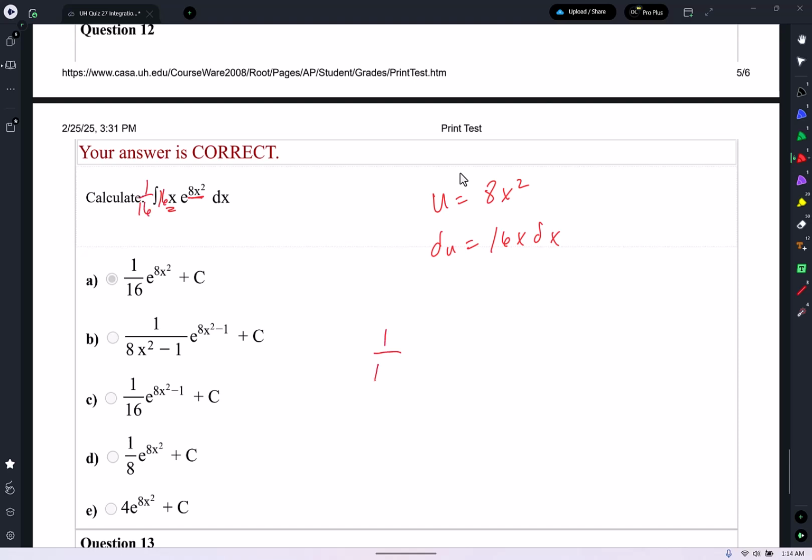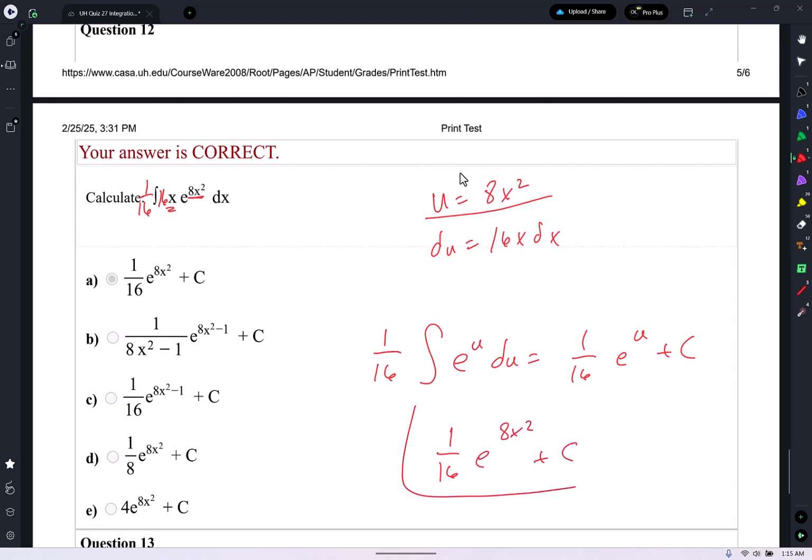So here we go. 1/16 integral, 16x dx is du, but put that at the end, e to the u du. So I get 1/16 e to the u plus c, because the antiderivative of e to the u is itself. And then just plug back what u is. 1/16 e to the 8x squared plus c.